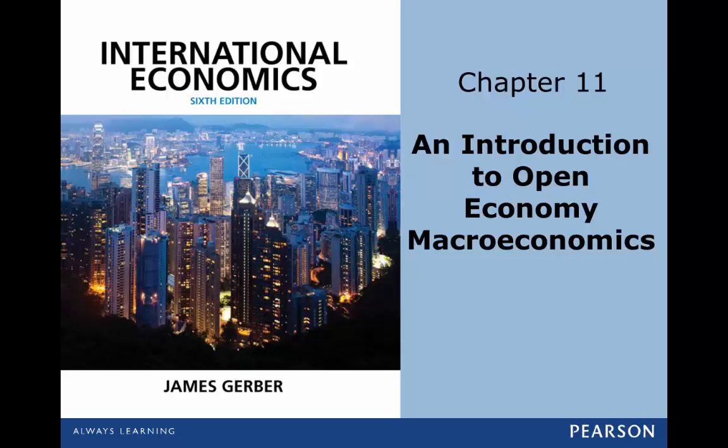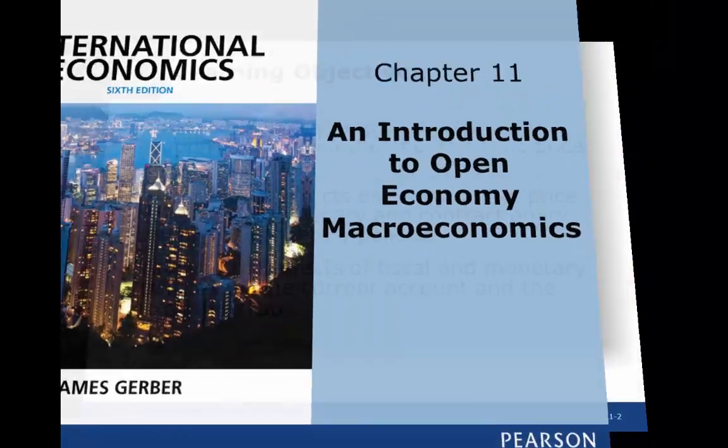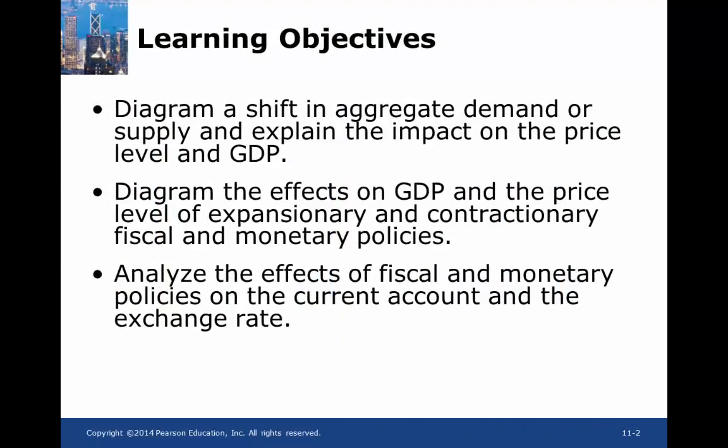Chapter 11 is on an introduction to open economy macroeconomics. Learning objectives: after finishing this chapter, you will be able to draw a diagram on a shift in aggregate demand or supply and explain the impact on the price level and GDP. You will be able to draw diagrams and show the effects on GDP and the price level of expansionary and contractionary fiscal and monetary policies.